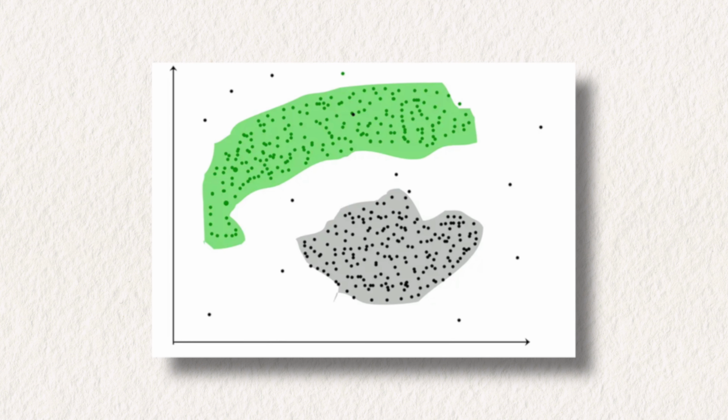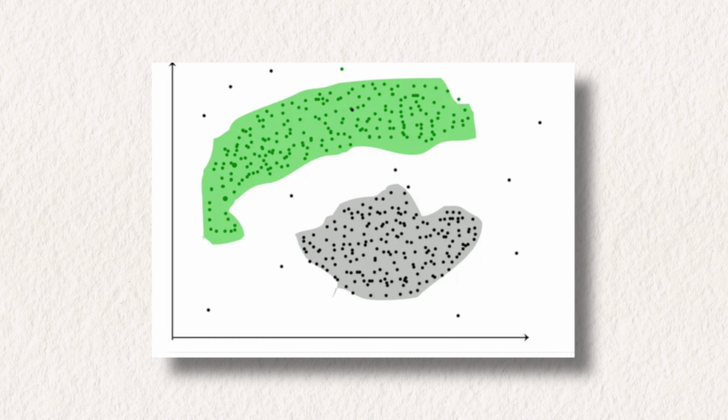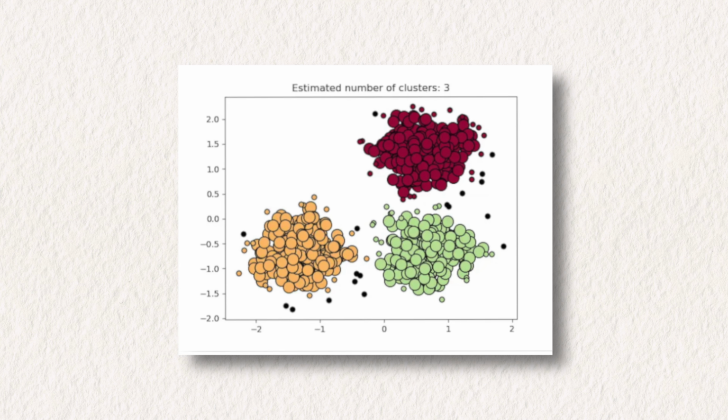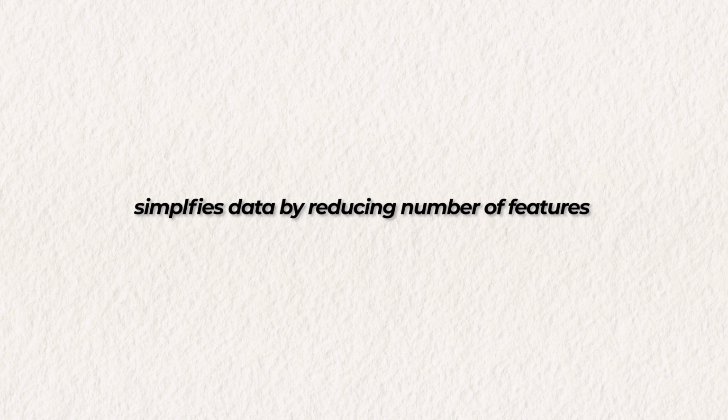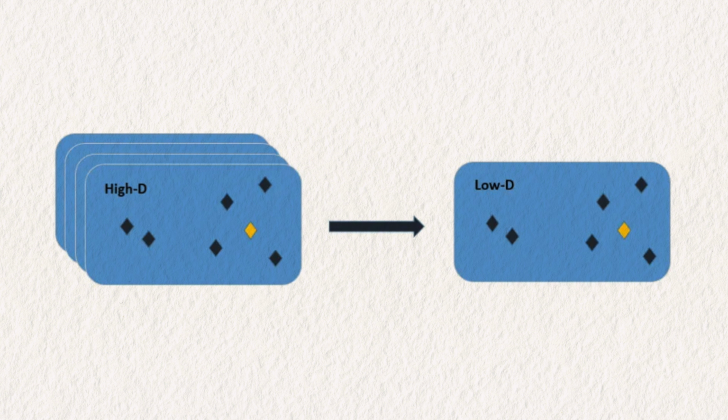Key techniques in unsupervised learning. 1. Clustering. Clustering is one of the most popular tasks in unsupervised learning. The goal is to group similar data points together based on their features. Each group or cluster contains items that are more similar to each other than to items in other clusters. 2. Dimensionality reduction. Dimensionality reduction simplifies data by reducing the number of features while preserving the essential information. This is especially useful when dealing with high-dimensional data, where too many features can make analysis complex and computationally expensive.